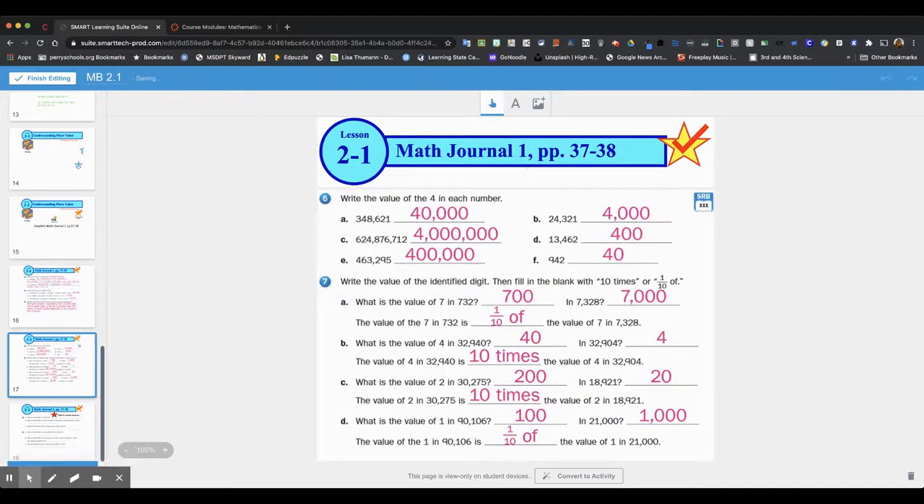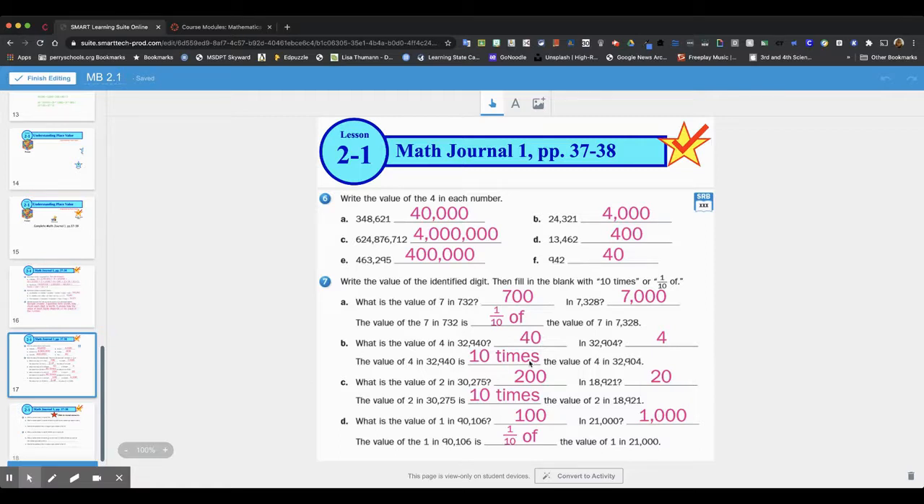6, we see that the 4 is worth 40,000. B, 4,000. C, 4,000,000. D, 400. E, 400,000. And F, 40. 7, we can see here that it was 700, 7,000. This one is 1/10 of the 7 in 7,328. Remember, 1/10 does mean divided by, but the phrase 1/10 of makes sense in this sentence. And again, you should have seen some of my work for a couple of these problems already.